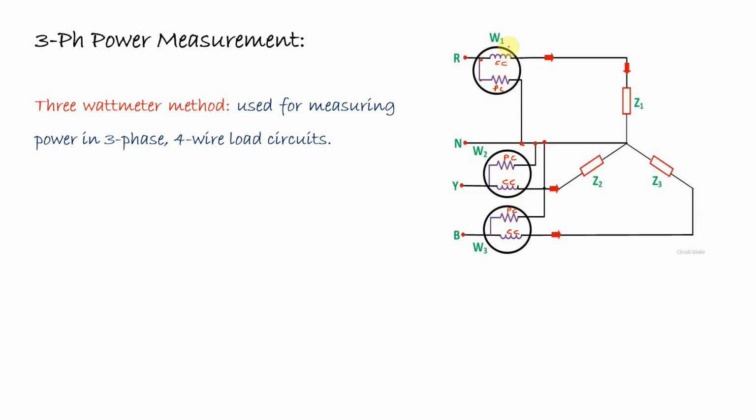Therefore, the reading of W1 will be equal to the current flowing through the current coil, that is the current flowing through the phase R, and the product of the voltage across the phase R, that is the voltage between R and the neutral terminal, and the cosine of the angle between this current and this voltage. Similarly, the reading of wattmeter 2 will be the current flowing through the Y phase, the voltage across the Y phase, and the cosine of the angle between this voltage and current. And similarly for the third wattmeter also.